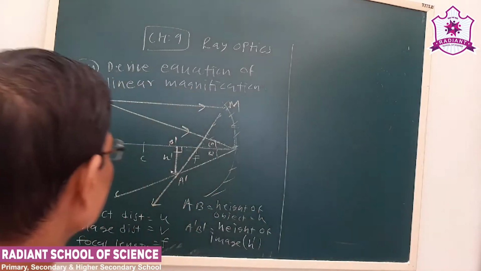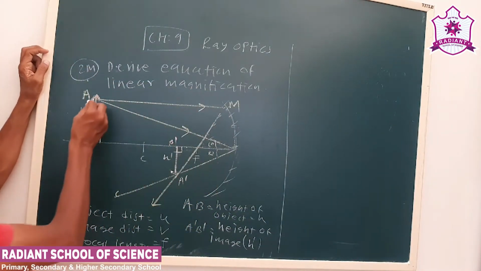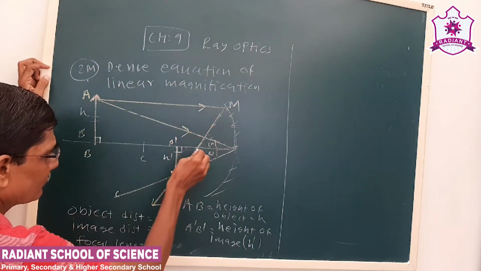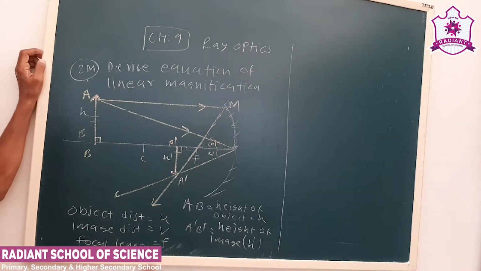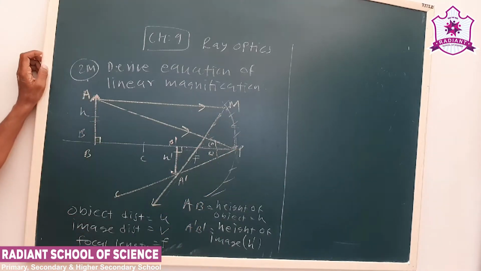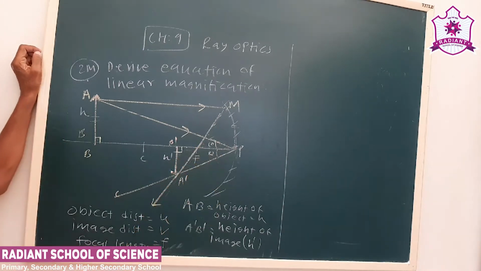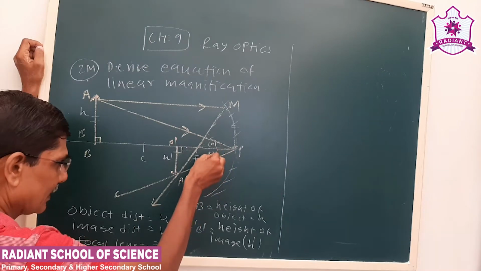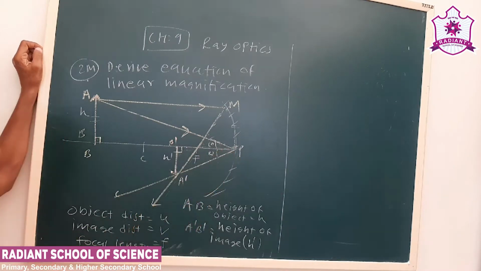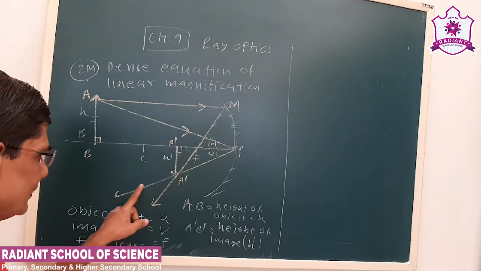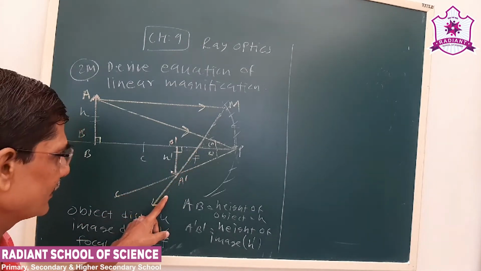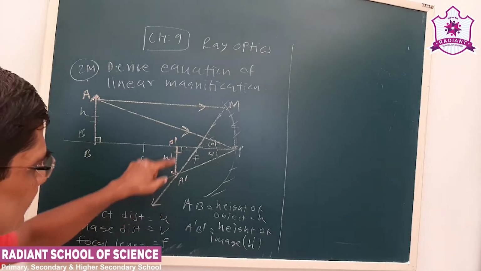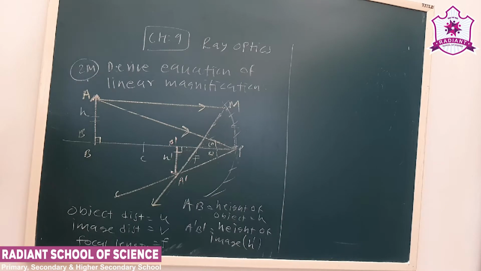Now here, AB is the object. The first ray, parallel to the principal axis, after reflection will pass through F of the mirror. For the second ray, using the principle that the angle of incidence and angle of reflection are the same, the ray is incident at angle theta. After reflection, it will make theta angle and move in this direction. These two reflected rays meet at A dash, so we have an image A dash B dash.